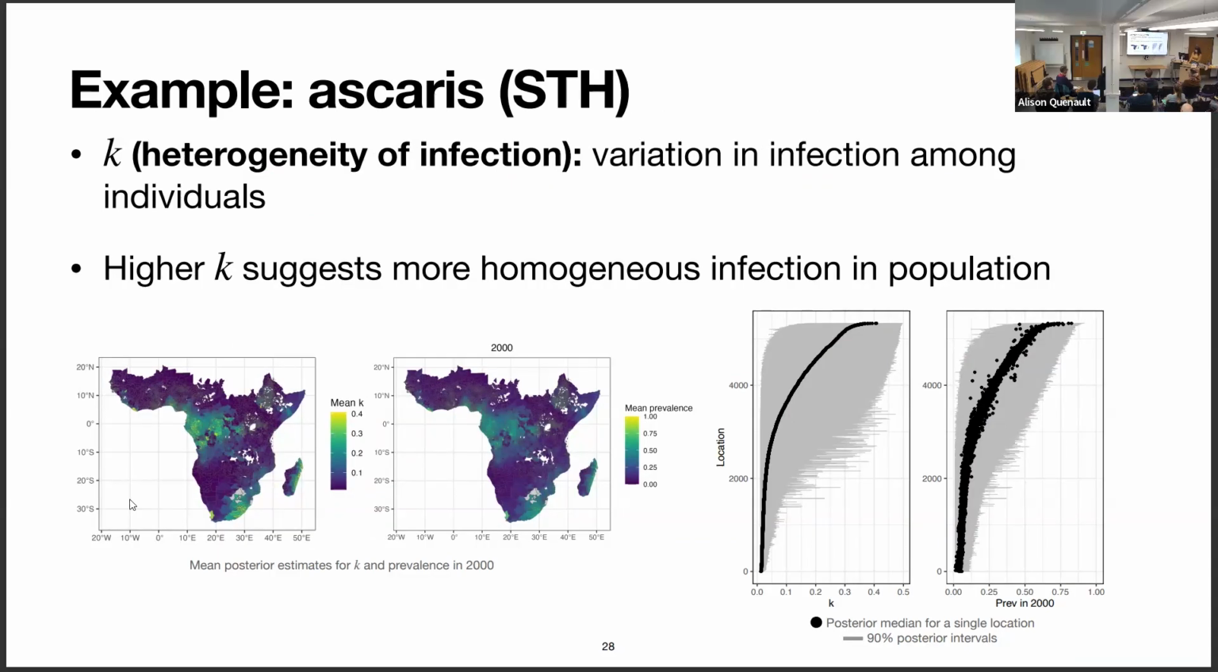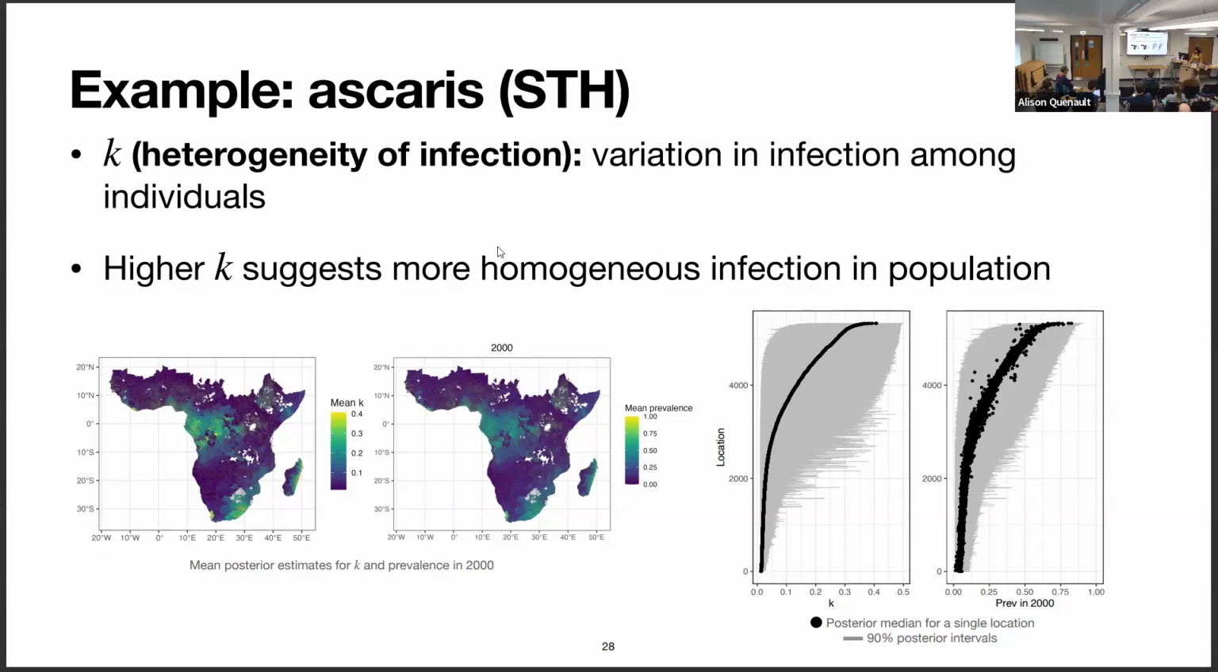if we look at our map of the means from the posterior, we can see regions with higher K and regions with lower K. A higher K suggests that the infection is more homogeneous across the population, so maybe people tend to have a more similar number of worms that they're infected with. Whereas very low values of K are what sustain prevalence. Even if most people aren't infected, you still have some people that are really highly infected. So no matter how much you decrease prevalence in the majority of the population, those highly infected people keep the disease spreading.